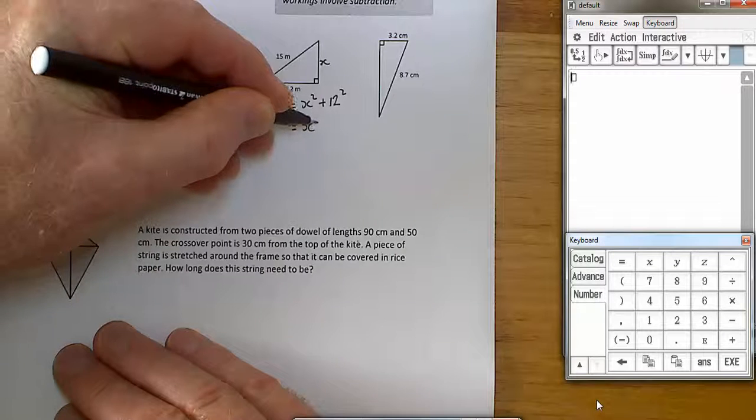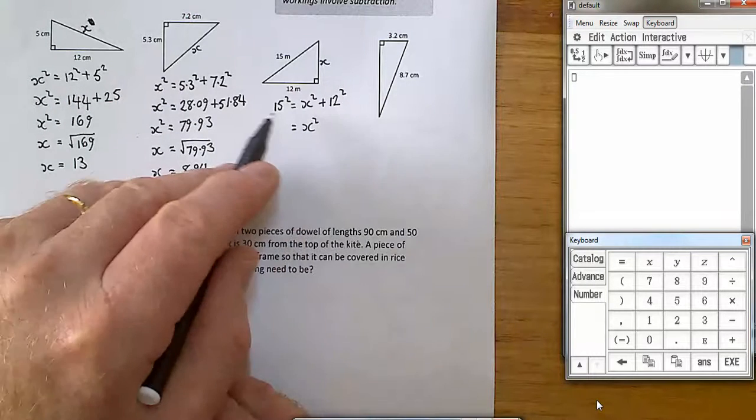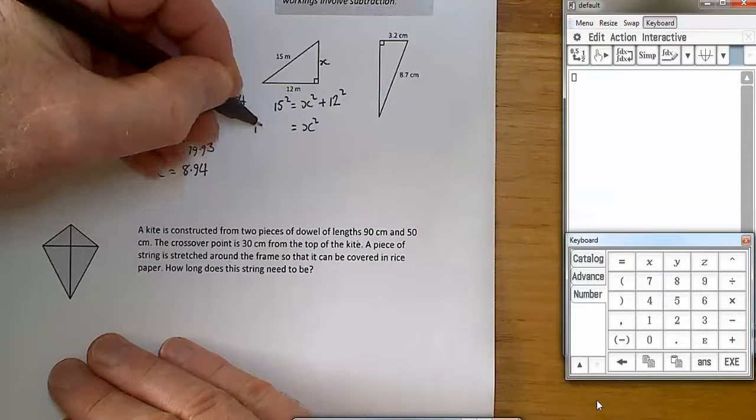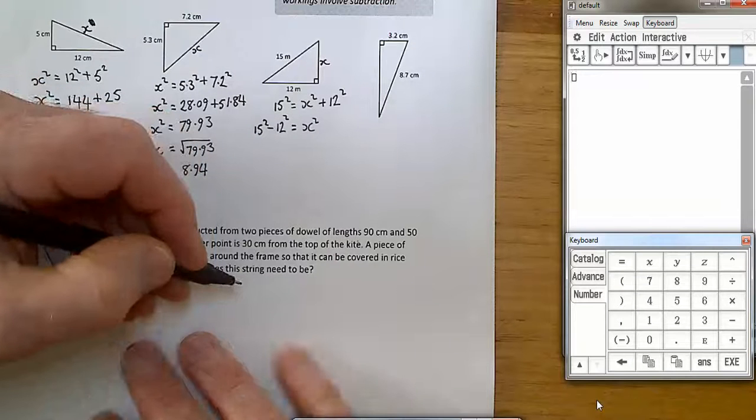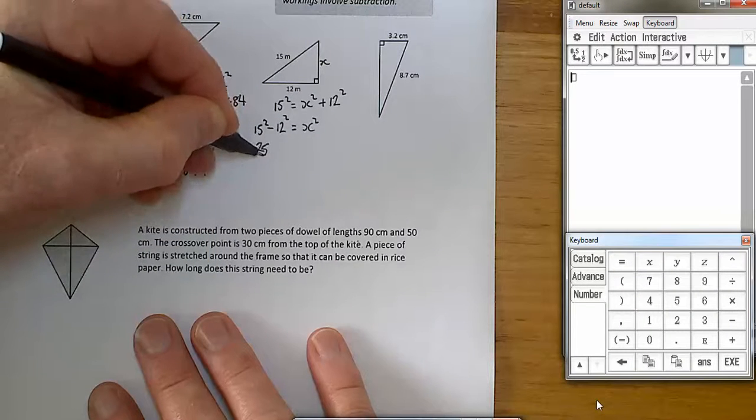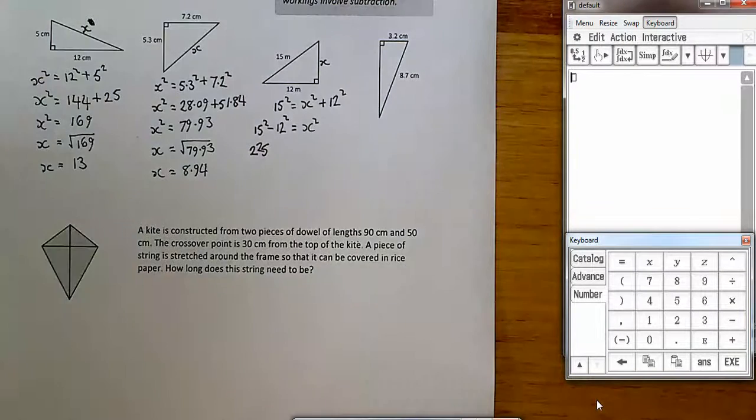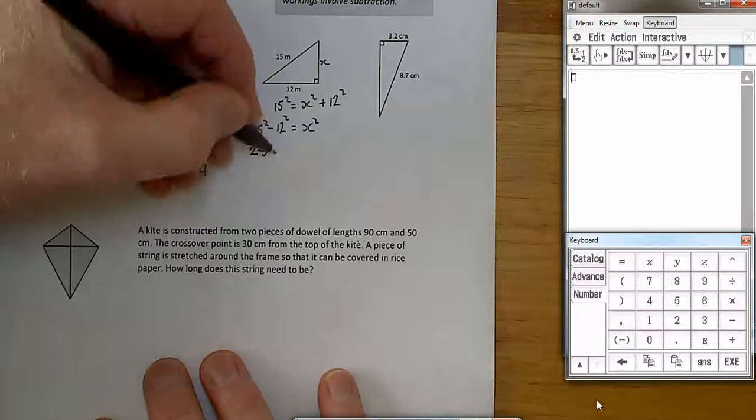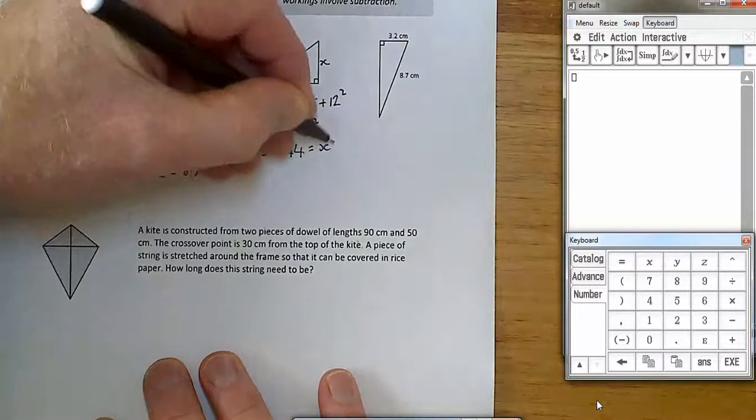I'm trying to get x squared by itself. I take away 12 squared here. I've also got to take away 12 squared here. So that means x squared equals 15 squared minus 12 squared. Now, 15 squared, I've worked out beforehand, 225. So it's 225 minus 144 equals x squared.